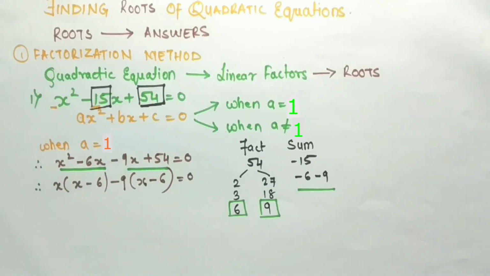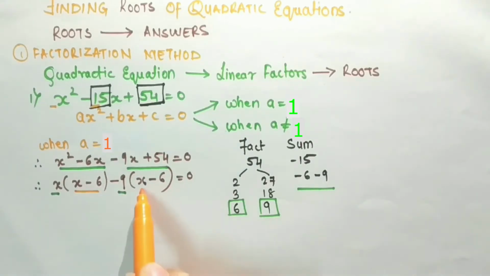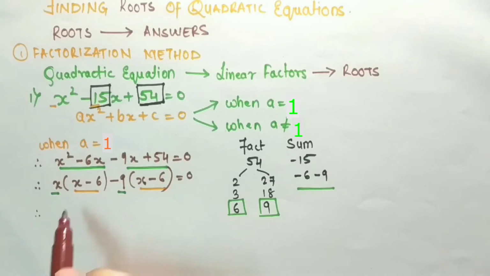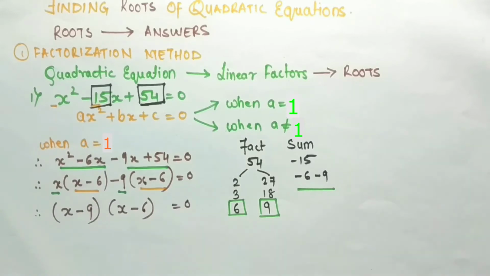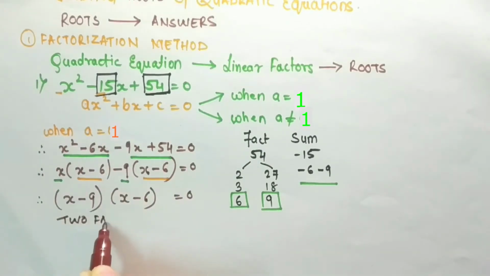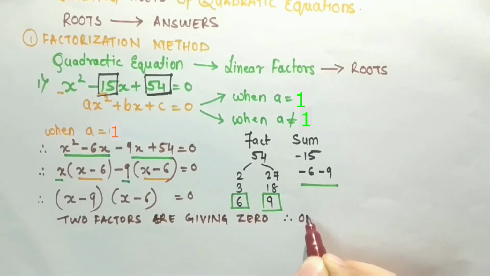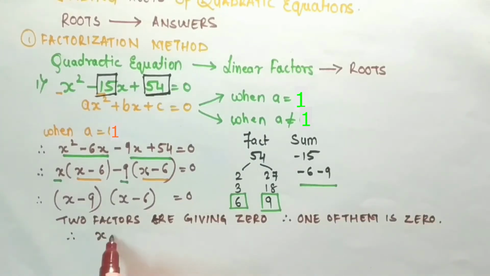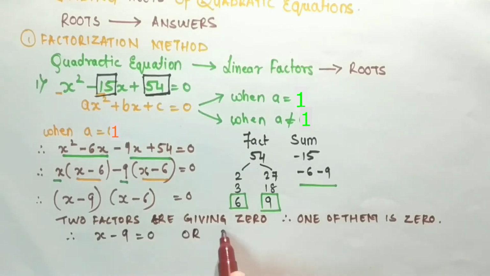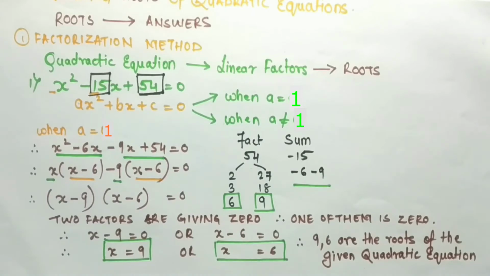Now we will write the terms outside the brackets together in one bracket, which gives me x minus 9 into the second term, which will be the common one from the brackets. Here it is x minus 6 is equal to 0. Now if two of our factors are giving a product equal to 0, that means one of them has to be 0. Therefore either x minus 9 is equal to 0 or x minus 6 is equal to 0, which gives me x is equal to 9 or x is equal to 6. Therefore 9 and 6 are the roots of the given quadratic equation.